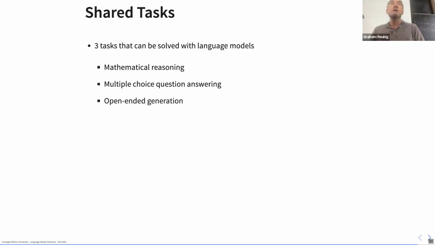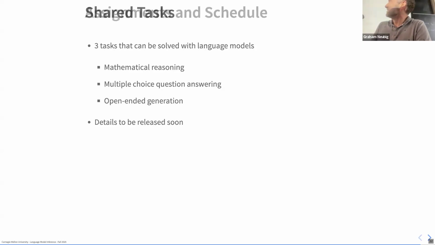And then the final one is open-ended generation. So this is like generating just text. And this is interesting because evaluation of it is tricky. And there's less reasoning that will go into it and maybe more like refining the output. Details to be released soon. This is a new class, so pardon our dust.